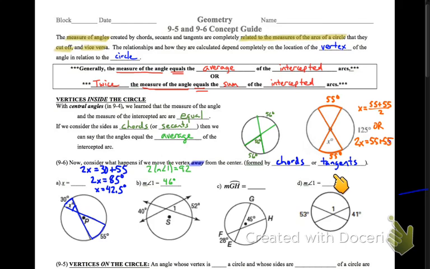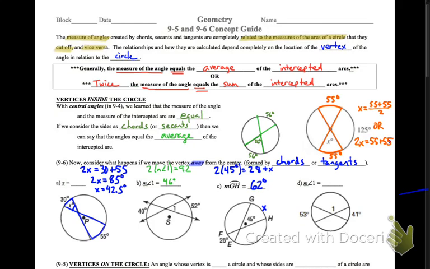What if it asks you to solve for the arc instead? Same formula, double the measure of the angle, 2 times 45, equals 28 degrees plus x. So 90 minus 28 gets you 62.